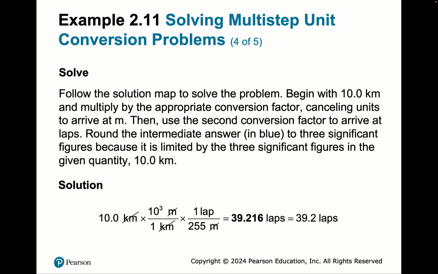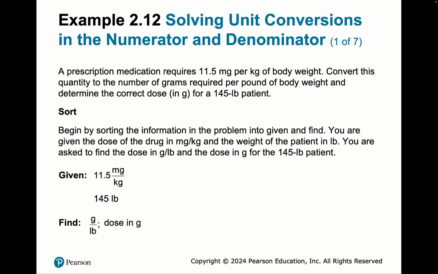A kilometer is 1,000 meters, and then divide by the length of the lap. So it's 39.2 laps, for 3 sig figs. Does that make sense? Okay.